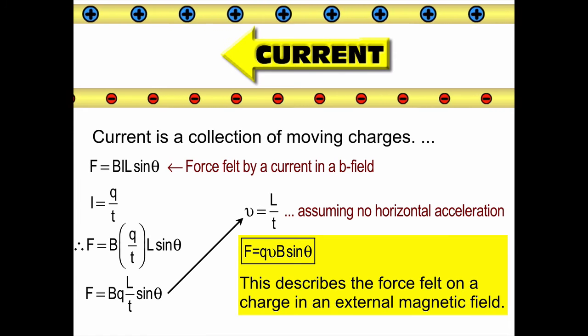What's different about this equation from our other one is instead of defining it with current and length, I'm defining it with charge and velocity. So it just gives me a second way of finding that magnetic force. And this works for charges moving through a wire or just charges moving in the air, like say a lightning strike.